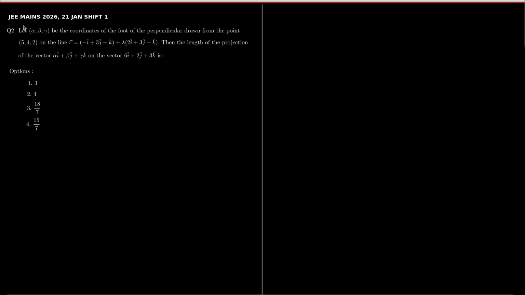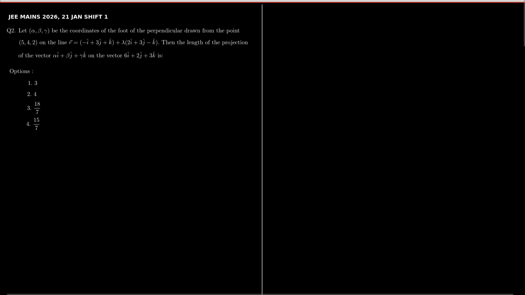This is a two-part question. In the first part, we need to find the foot of the perpendicular. The foot of the perpendicular is alpha, beta, gamma. In the next part, we need to project the position vector of the foot of the perpendicular onto another given vector, 6i plus 2j plus 3k, and we need to get that projection.